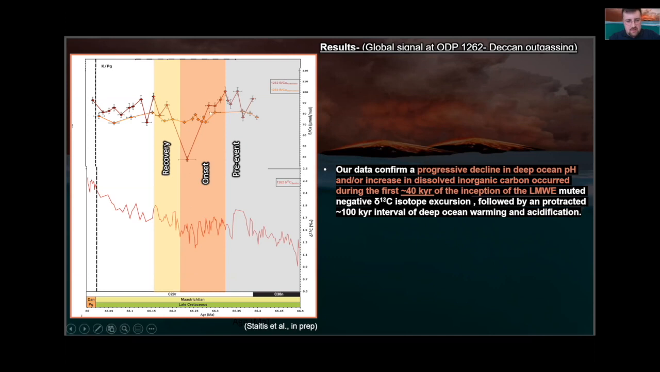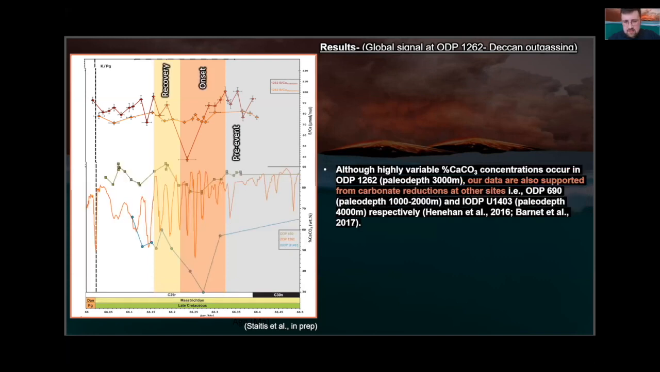And this kind of marries up very nicely here to this almost muted negative decrease that we're seeing in the negative carbon-13 isotope excursion. And we can see that this event was potentially a 40,000 year decline, followed by a period of perhaps just over 100,000 years of outgassing and low oceanic pH conditions at 1262 at least.